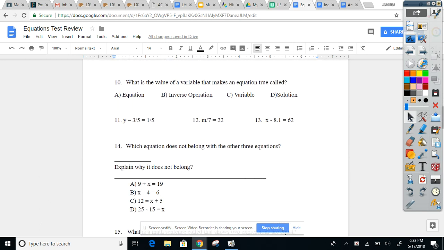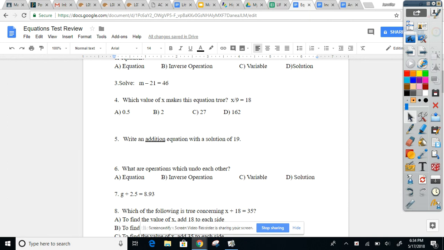What's the value of a variable that makes an equation true? Okay. What is the value of a variable that makes the equation true called? Okay, that would be the solution. So whatever the variable equals will make the statement true. So that kind of goes back to our question up here.